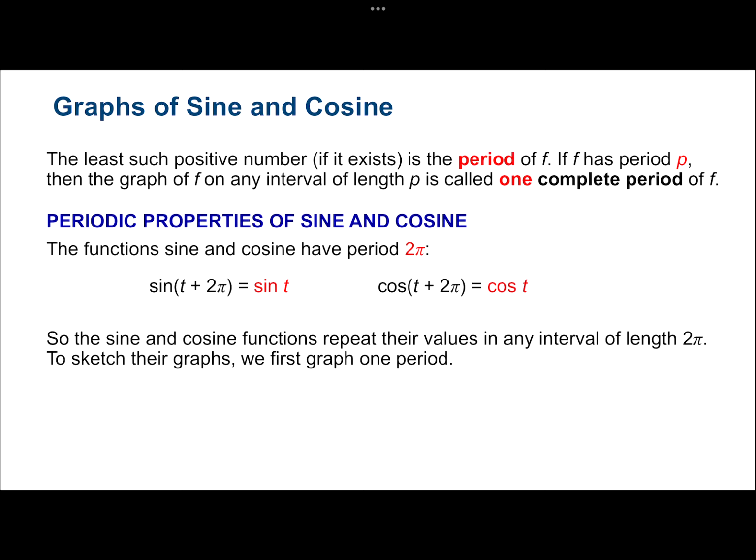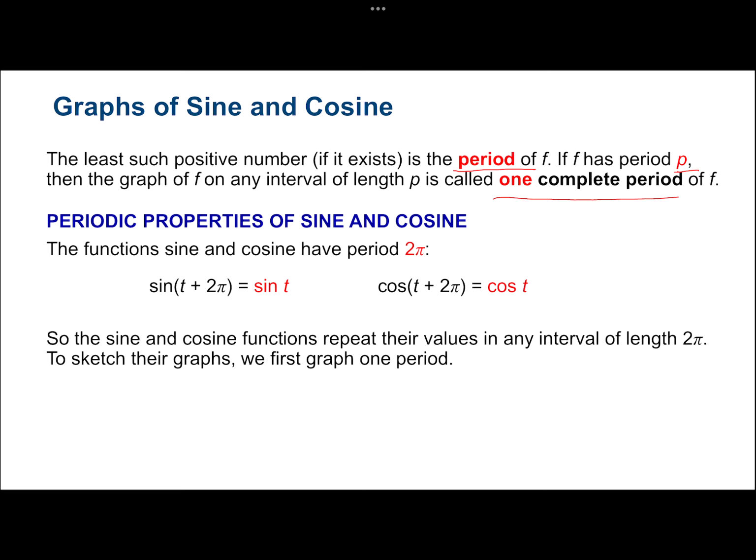The least such positive number is the period of f. We'll learn how to find that. If f has a period p, then the graph of f on any interval of length p is called one complete period, meaning the graph completes one complete what it would look like, the curves and everything in it.